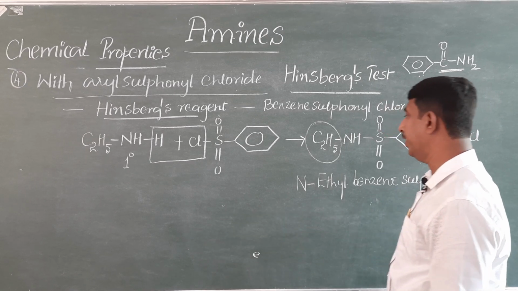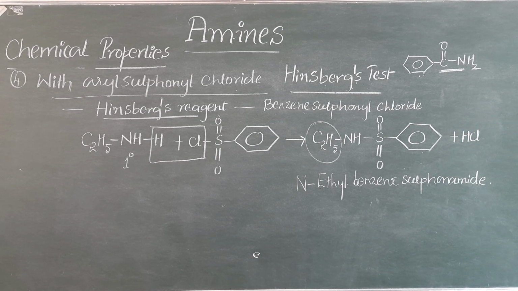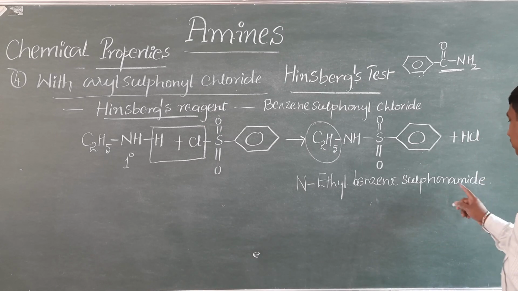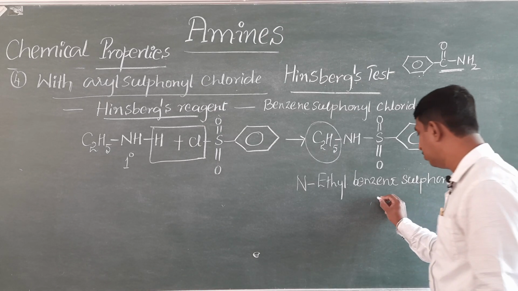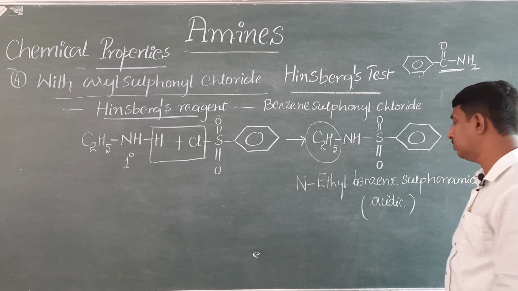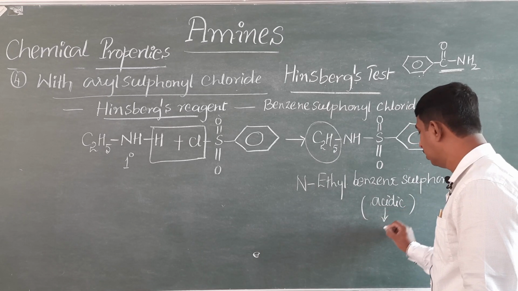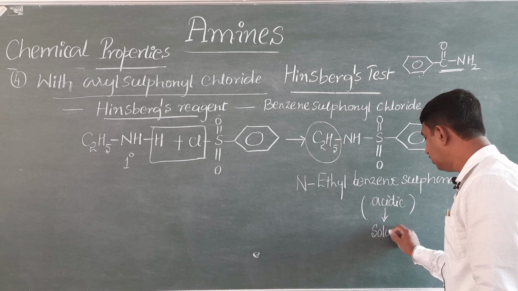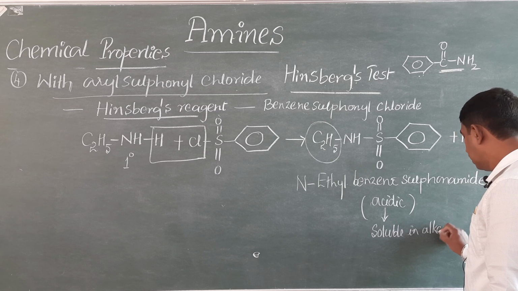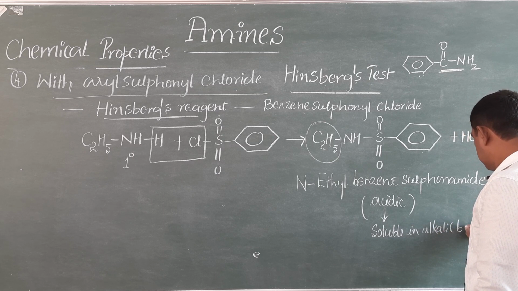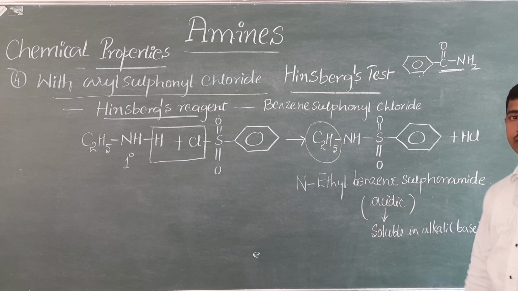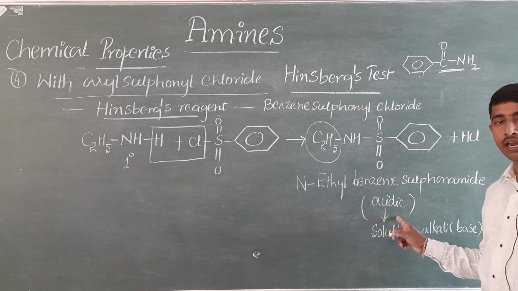So the product obtained in the case of primary amine, that is N-ethyl benzene sulfonamide, is acidic. It readily dissolves in alkali, or it is soluble in alkali. Alkali means base. Now why is this compound acidic? What do you mean by acidic character?